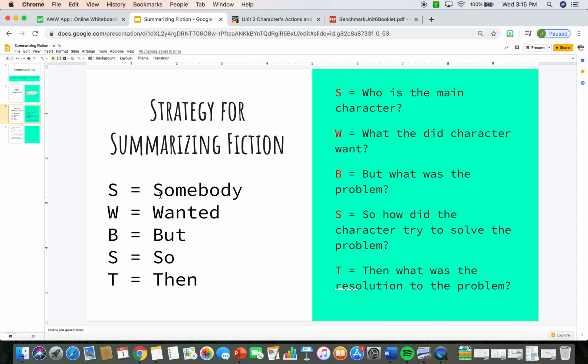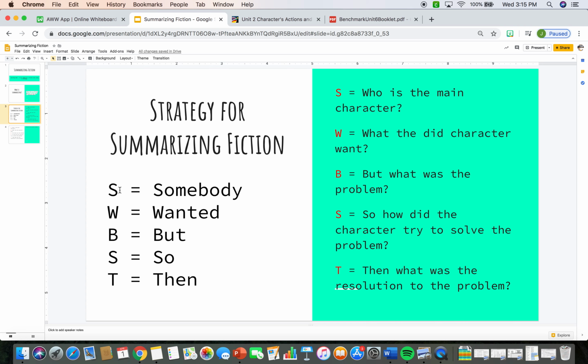This is how I remember it. I tell myself, somebody wanted but so then. Somebody wanted but so then, to help me memorize this strategy so I can use it beyond this assignment. Some people remember the letters, SWBST. Some people like to combine it together to make a word, SWBST. So whatever works for you. But with this strategy, you have to have these 5 components in order to write a successful summary, okay?